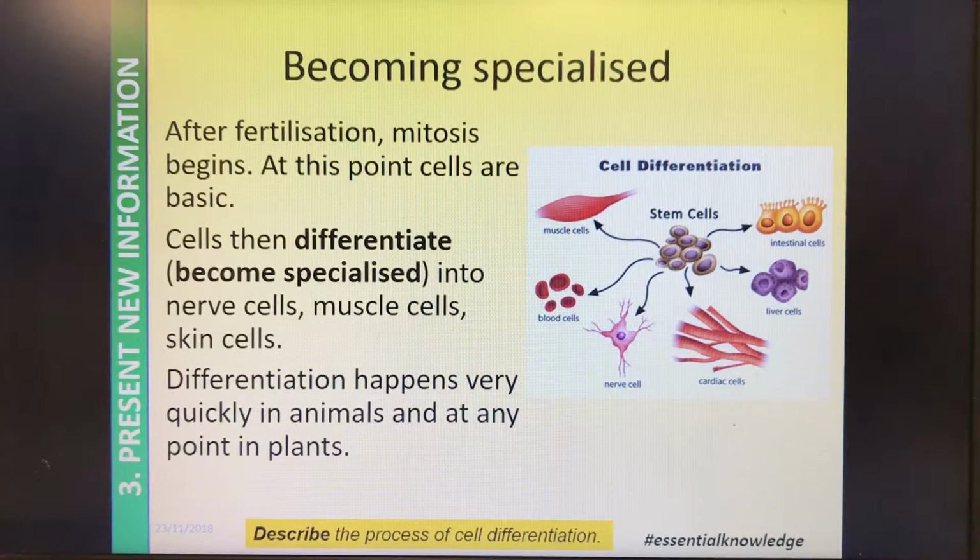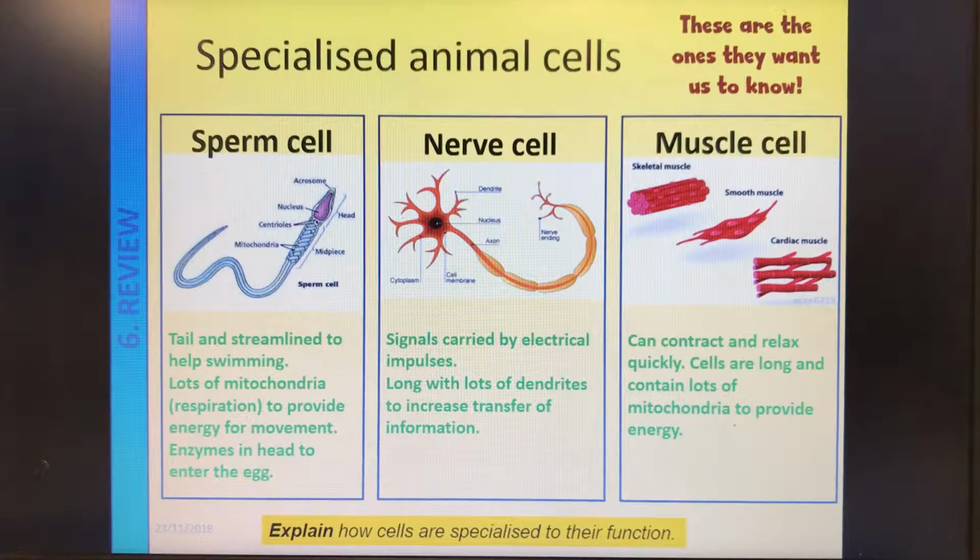Okay, and differentiation in animals happens very quickly, whereas differentiation in plants can happen at any point in the plant's life. So cells becoming different, cells becoming specialised, they differentiate. They like us to use both those words, to try and reiterate yourself when you say differentiate, meaning to become specialised. So here are the specific animal cells that they would like us to know the features of.